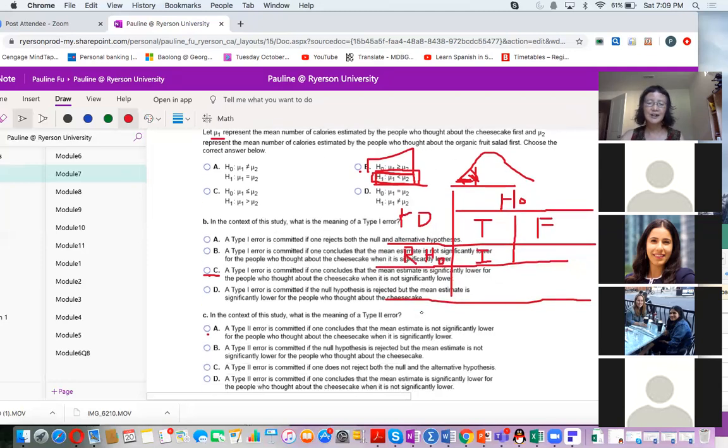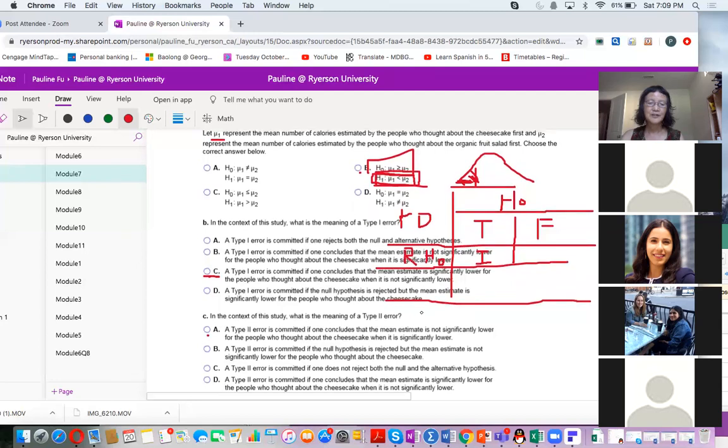So next, type 2 error. What is type 2 error in this context? So let's continue this table. What is the definition of type 2 error? When H0 is false, and you do not reject H0, you are making type 2 error. When H0 is false, but you do not reject H0.